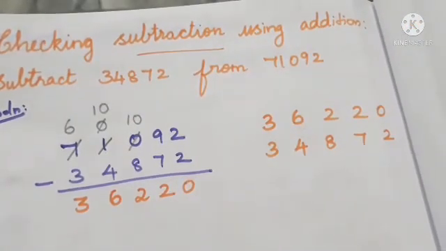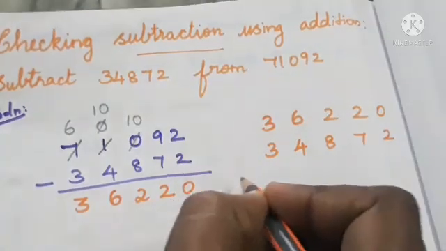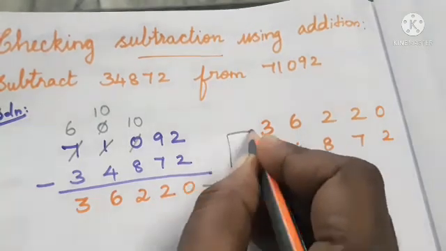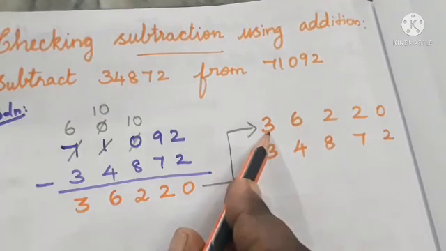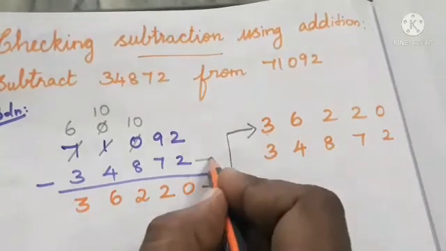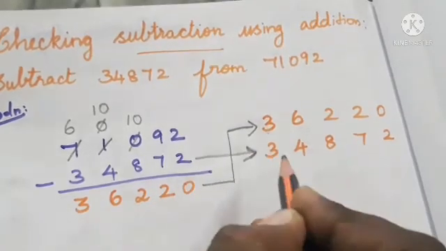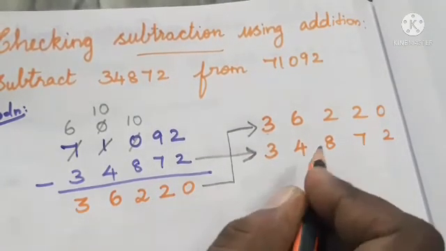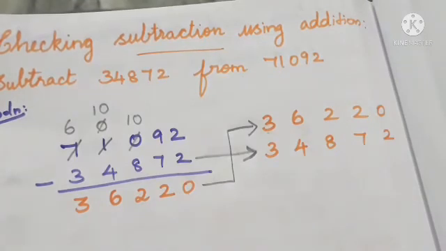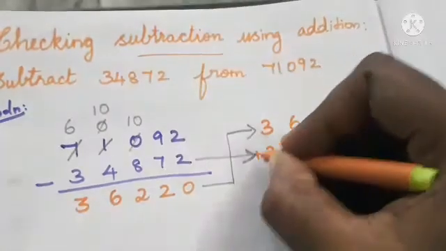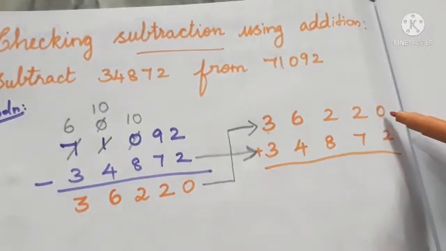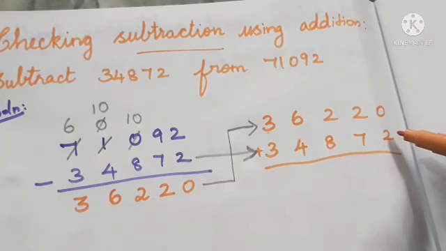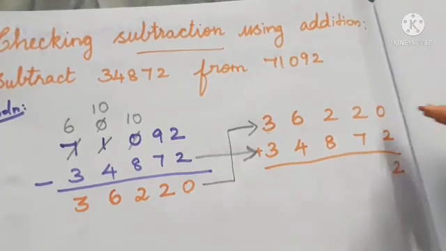Next we can add these two numbers. Before that, we have to put an arrow mark like this. This is the same number we wrote earlier, the difference, and the subtrahend is this one. Use the pencil and draw the arrow mark. Now we can add these two numbers, so we put the plus symbol here. Next, when adding 0 plus 2, if we add 0 with a number we get the same number. So 2. 2 plus 7.